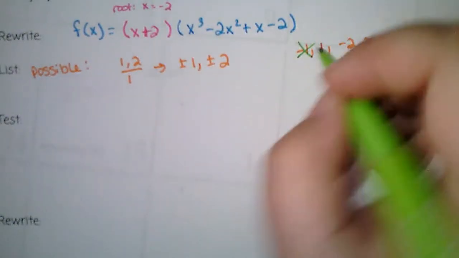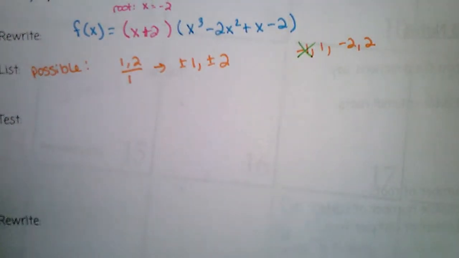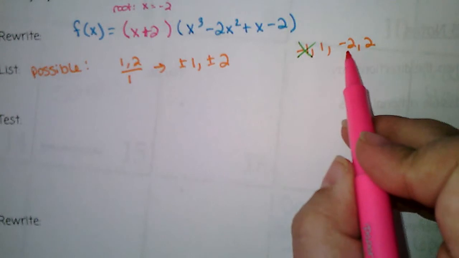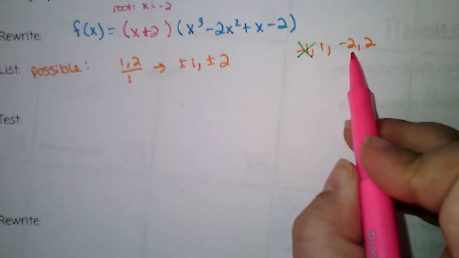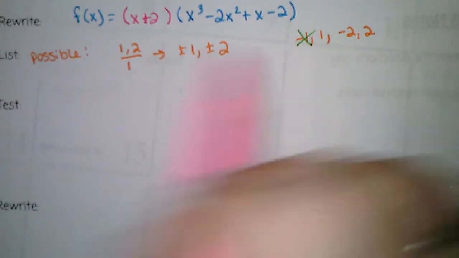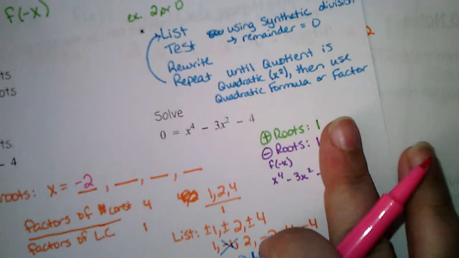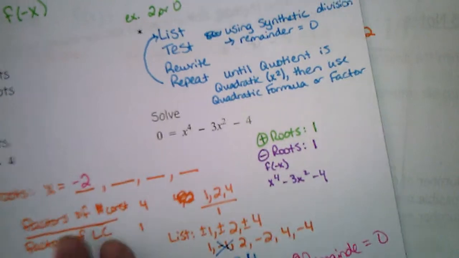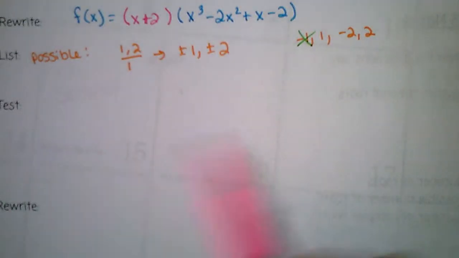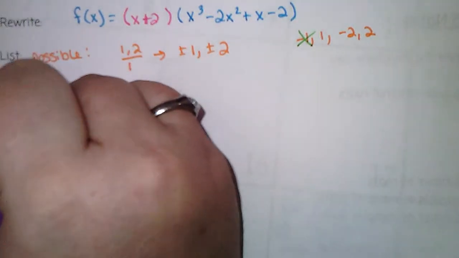I already tested negative 1. And I already tested negative 2, but I'm going to leave it on because it could have a multiplicity. But actually, when I was doing this over here, I learned that there's one positive and one negative, and I already tested a couple negative numbers, so I think I'm going to switch to positive numbers right now. So let's test 1.